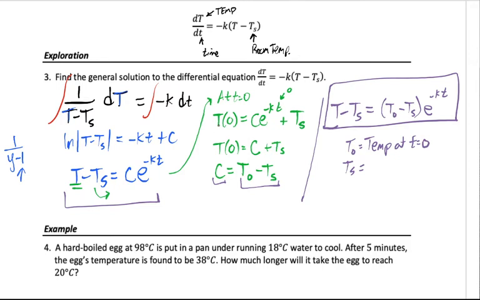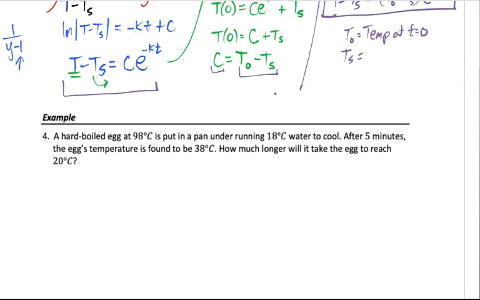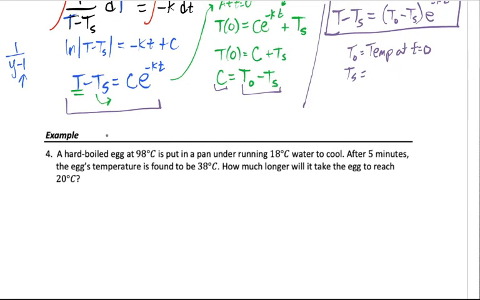We can change our mind before we have a quiz on this, but let's do an example where we have a specific setup going on here. All right, so we have a hard-boiled egg at 98 degrees Celsius put in a pan under running water that is 18 degrees Celsius. After 5 minutes, we find the egg's temperature to now be 38 degrees. So how much longer will it take for the egg to reach 20?